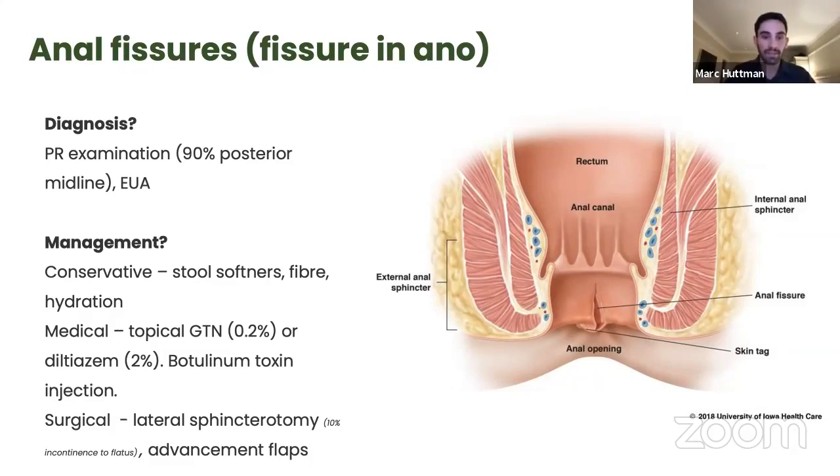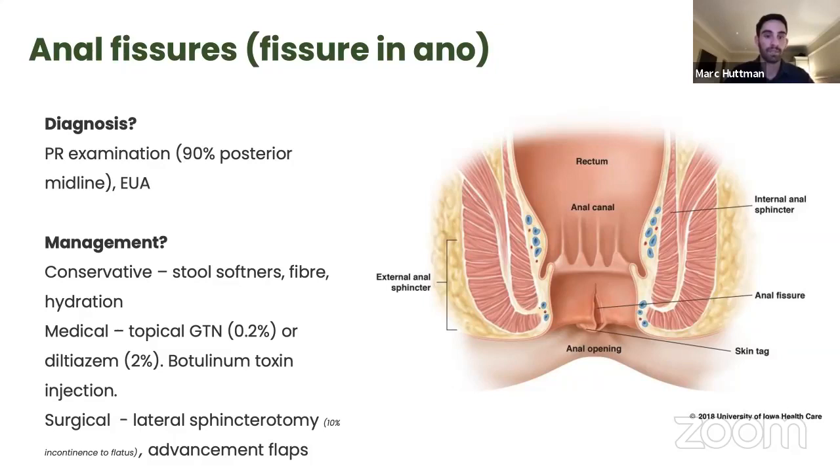Medical: topical GTN. GTN is a vasodilator and also a relaxant. So instead of the muscle being really spasmed and cramped, it will just relax a little bit. Diltiazem, same mechanism. Botulinum toxin, i.e. Botox, not used for wrinkles, but again used to relax the muscle and allow healing.